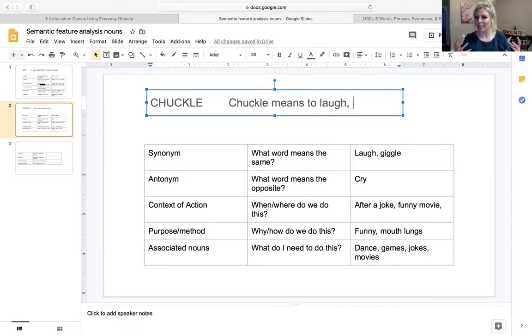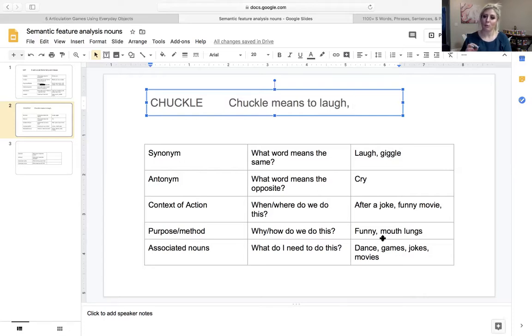If you feel like it needs more, you can use some of the semantic information right here. So chuckle means to laugh. And in my mind, you know, we didn't really do this during this activity. My student was a little bit younger.